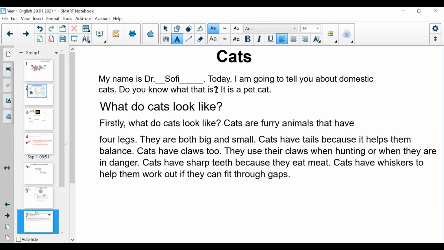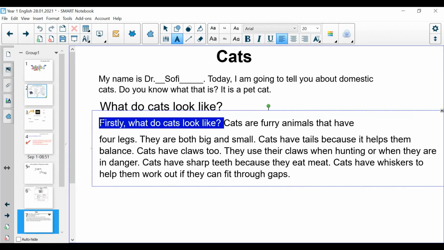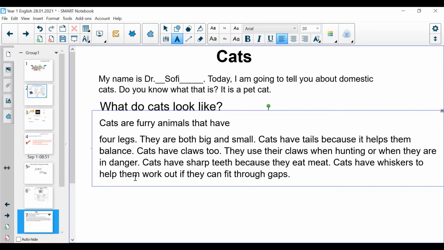Do you know what that is? It is a pet cat. What do cats look like? Firstly, what do cats look like? Here, I just need to tell you that you do not need to write the word firstly on your reports, because remember what we said, it's not written in chronological order. I just wrote it there to show that this is my first paragraph, okay? But it doesn't make anything different if I just took this sentence out. So I'm just going to take the word out, okay?